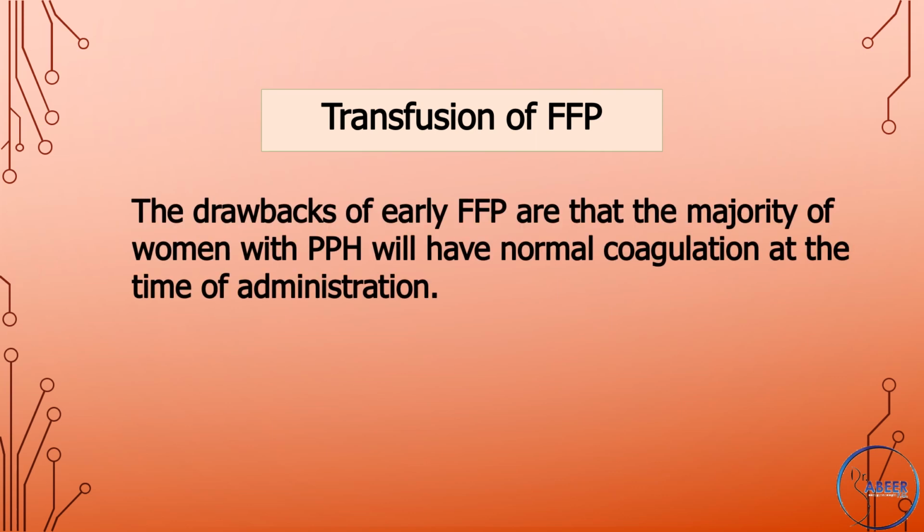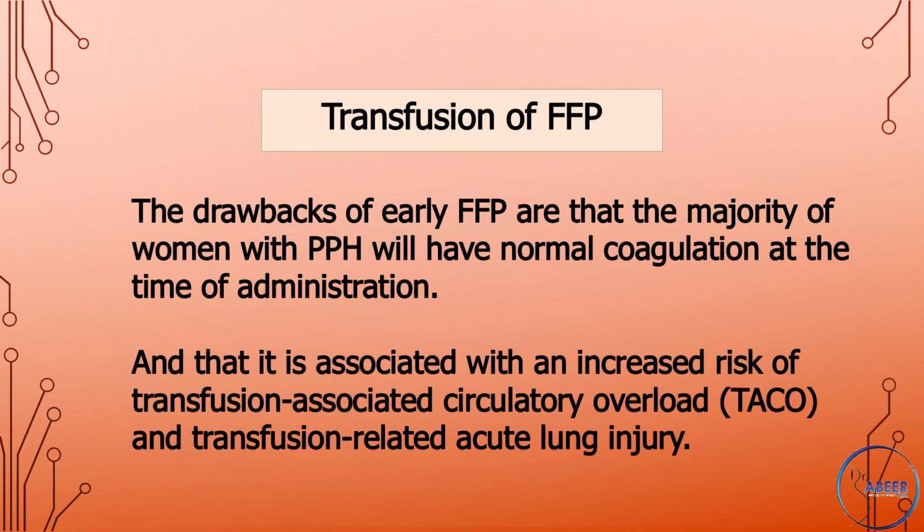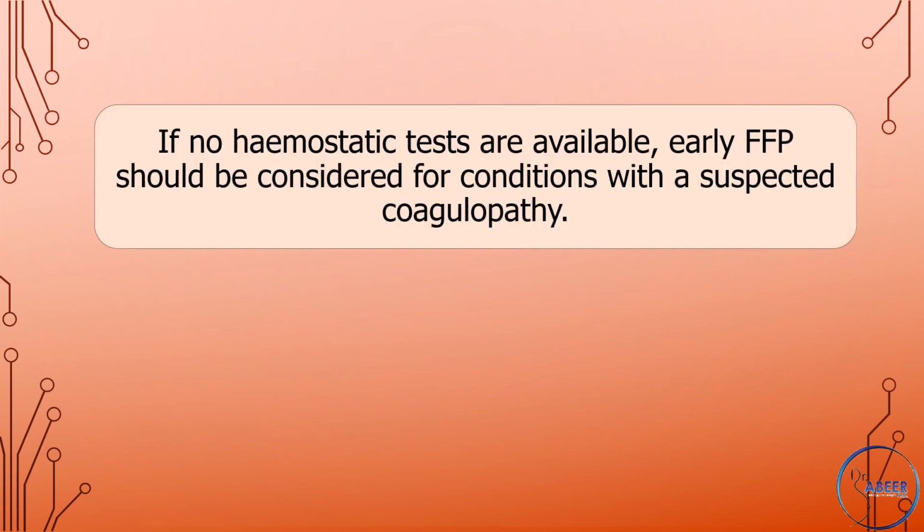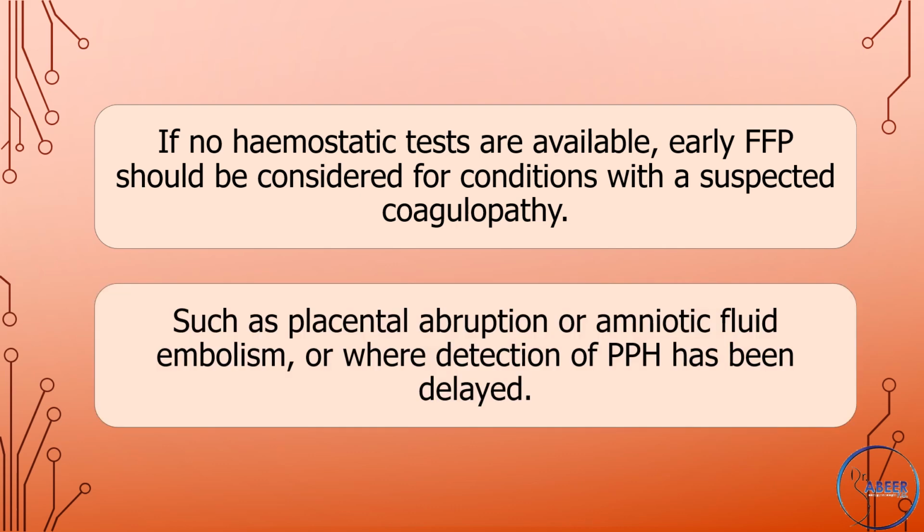The drawbacks of early fresh frozen plasma are that the majority of women with postpartum hemorrhage will have normal coagulation at the time of administration, and that it is associated with an increased risk of transfusion-associated circulatory overload, or TACO, and transfusion-related acute lung injury. If no hemostatic tests are available, early FFP should be considered for conditions with a suspected coagulopathy, such as placental abruption or amniotic fluid embolism, or where detection of postpartum hemorrhage has been delayed.